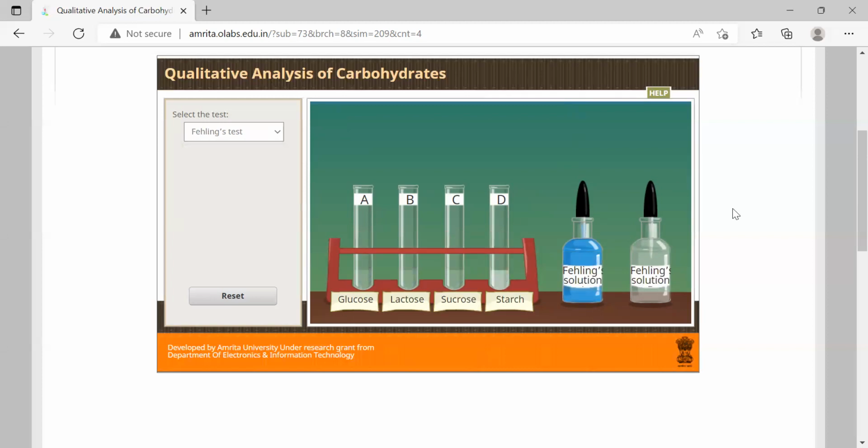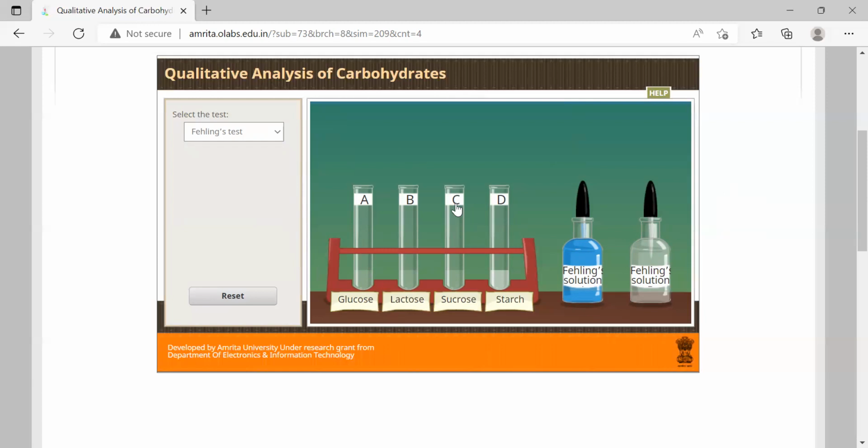In the Fehling's test, what we are looking at is the creation of a reducing sugar. What that means is that that sugar, that it is a reducing sugar, is going to reduce the reagent. In this case, this is a copper reagent, so it's going to make a copper 1 product.